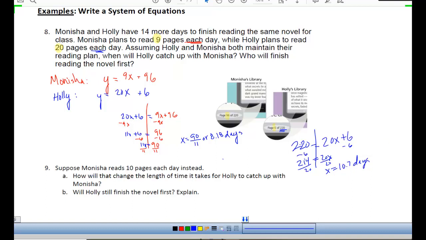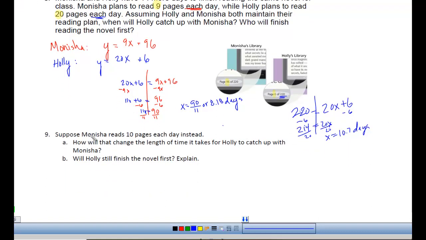Okay, let's look down below here a little bit. So suppose Monisha reads 10 pages each day instead. How will that change the length of time it takes for Holly to catch up with Monisha? So all we're going to do there is just alter that equation slightly. So Holly's still reading 20 pages every day starting at page 6. And now Monisha is reading 10 pages starting at 96. So let's see how that alters things.